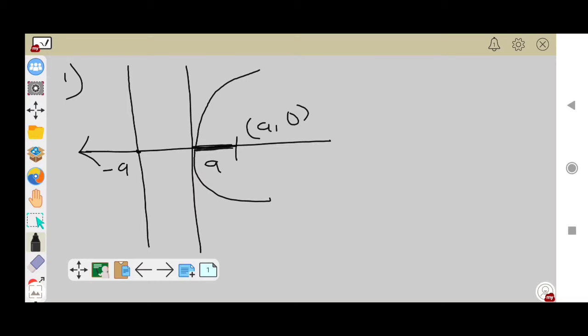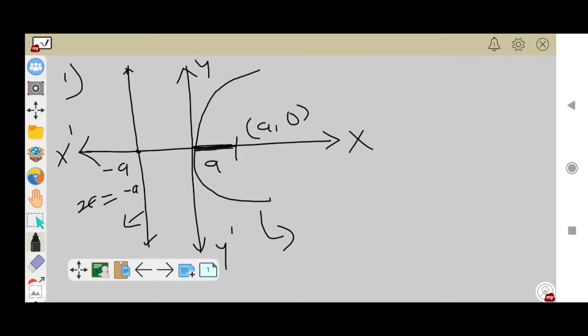This is negative side of x-axis, this is positive side of x-axis. Y-axis, y dash, x dash. Now equation of this line. What is equation of line parallel to y-axis? X is equal to minus a. This is equation of this line.